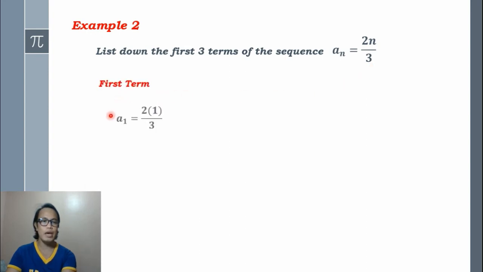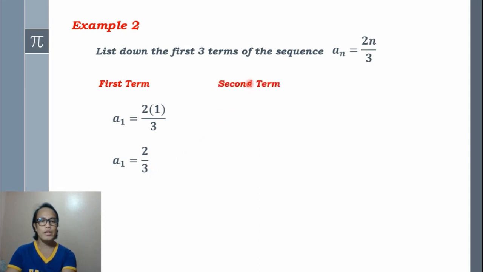So that becomes a sub 1 is equal to 2 times our n is 1, since we are going to solve for the first term, over 3. Then we simplify. 2 times 1 is 2 over 3. So therefore, our a sub 1 is 2 over 3, which is our first term.